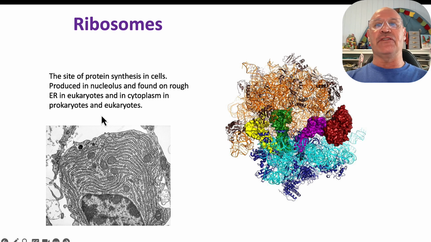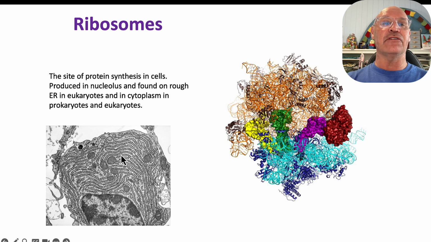So the ribosomes aren't really an organelle. They are the site of protein synthesis. And so we see that the prokaryotes also have ribosomes because they also need to produce proteins. So protein synthesis occurs at the ribosomes. Ribosomes are produced in the nucleolus and they move through to the cytoplasm. And in eukaryotes, they're bound to the rough ER and in the cytoplasm, for the prokaryotes and also in the eukaryotes as well. So you can see we've got the rough ER here.